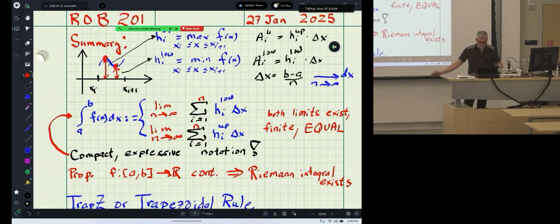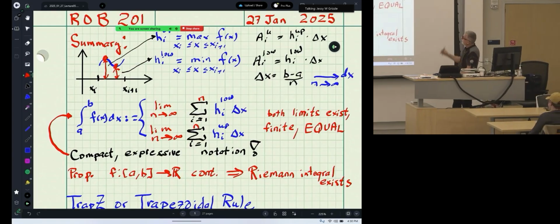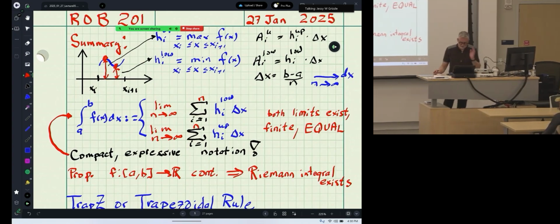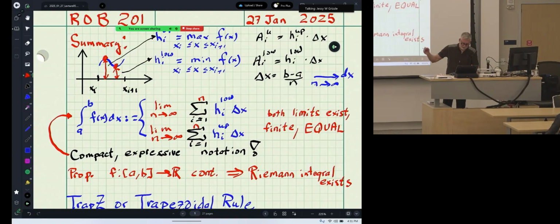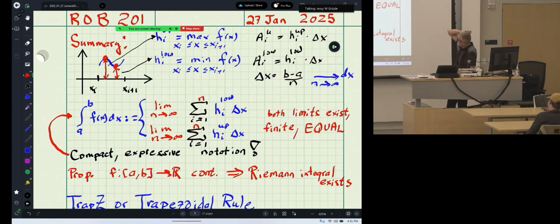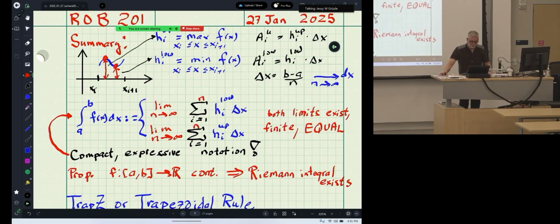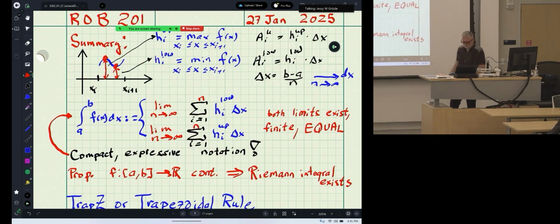Riemann sums. We figured out how to handle the case of functions that are no longer monotonic. When you break up your interval into xi plus 1 equals xi plus delta x, to get a lower bound, you take the minimum value of the function. To get an upper bound, you take the maximum value of the function and use those times the width of the rectangle with Archimedes' principle to form lower and upper bounds on the true area under the curve. And then if those limits both exist, they're finite and they're equal, the Riemann integral exists.